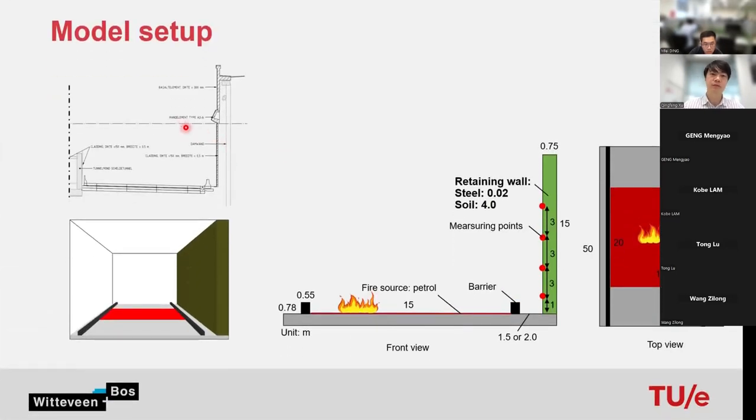Therefore, I made a CFD model because I want to know what the real temperature for these retaining walls will be. I made a model as here and I put some measurements here. And here's our target, the retaining wall, which consists of a steel sheet pile and also the soil behind this sheet pile. So this is made of steel, and the green part we assume is all soil.